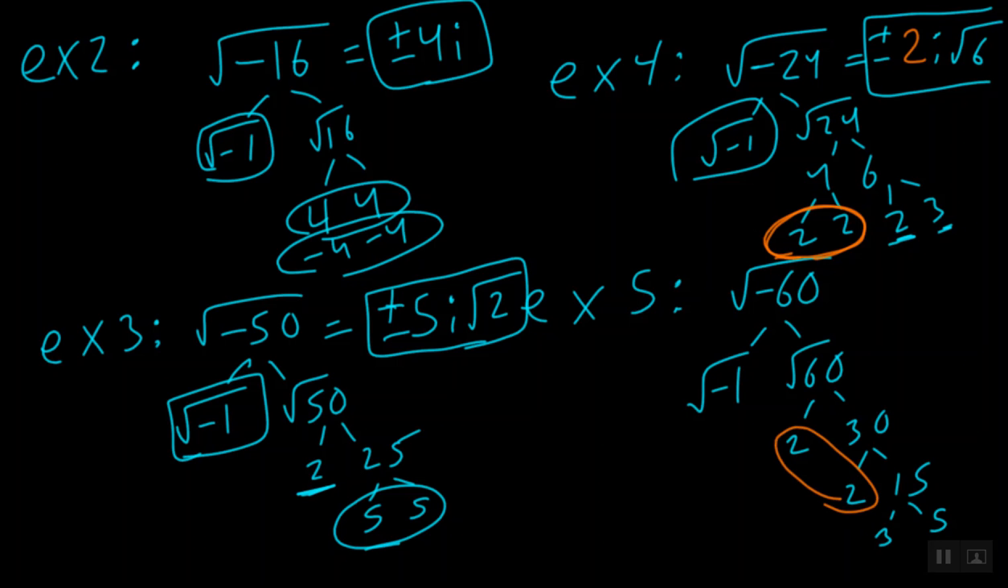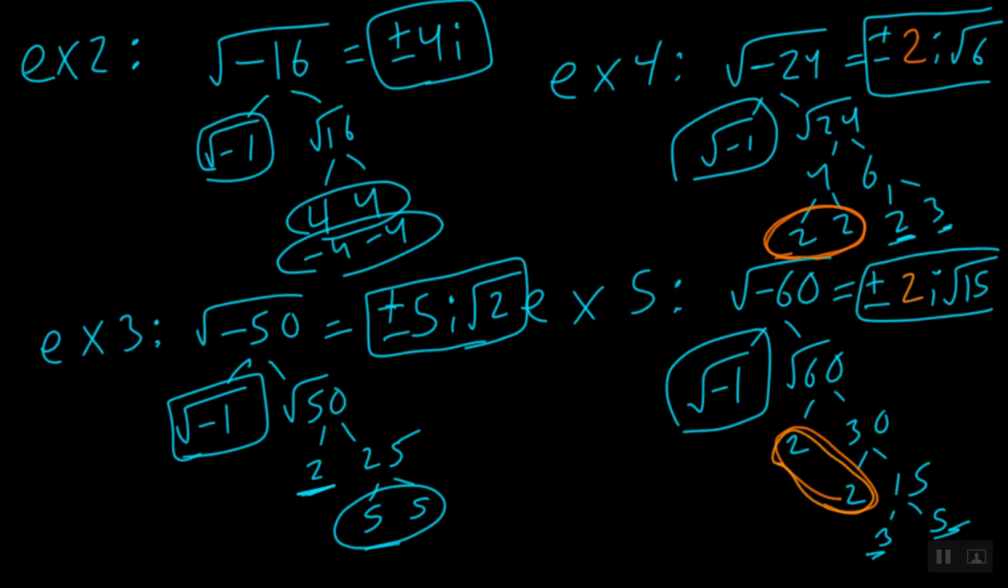So what are we going to say? The square root of negative 60 is plus or minus. We have our pair of 2's that get to escape. And of course, the square root of negative 1 is i, square roots of, and wait a second, 3 and 5 have to stay on the inside. 3 times 5 is 15. So the square root of negative 60 is plus or minus 2i square roots of 15.